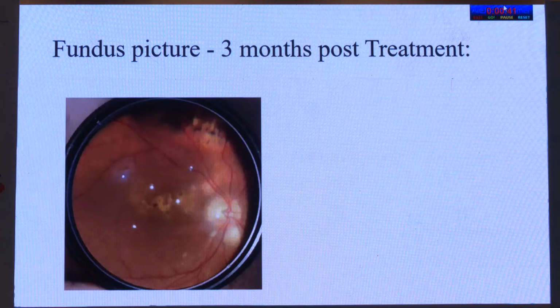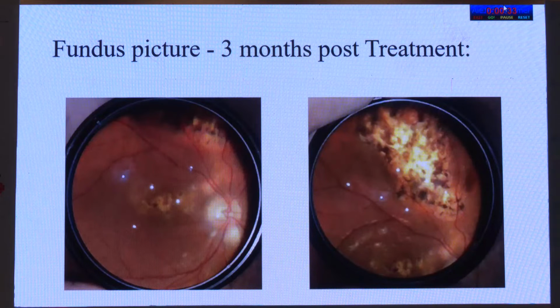I'm sorry for the bad pictures. This is the only quality I could manage. So this is 3 months post-treatment. This shows healing of the choroidal tubercles, and the pattern has coalesced to form chorioretinal atrophy.